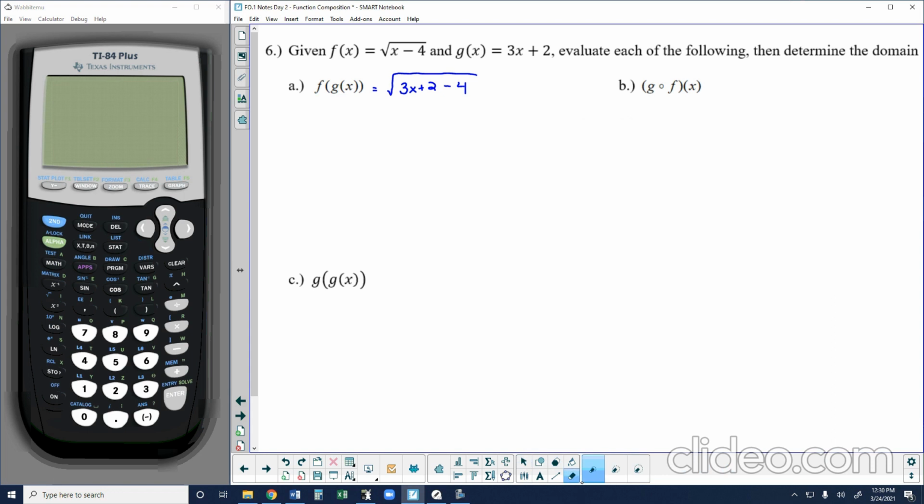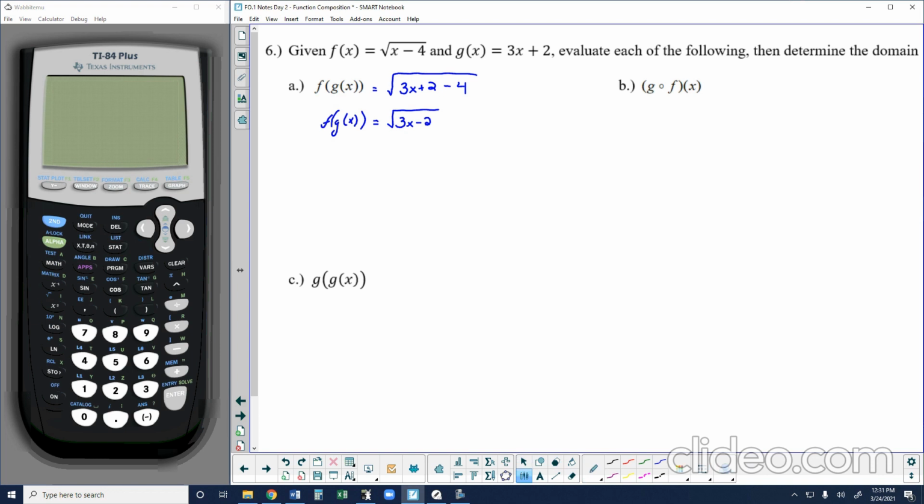So we can simplify this expression slightly here. We can simplify inside the root, inside the radicand, as 3x minus 2. So f of g of x is root 3x minus 2. Now I can find the domain for this.